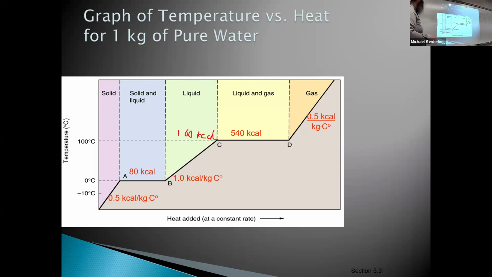Here we have a slope of 0.5 kilocalories per kilogram degree Celsius. The other, it's 1 over that, but that's the specific heat. Here we add 80 kilocalories to go from solid to liquid. Here we have a slope of 1 kilocalorie per kilogram degree Celsius. It requires 100 kilocalories to go from 0 to 100 degrees Celsius. Here from C to D is 540 kilocalories. And then we're back to 0.5 kilocalories per kilogram degree Celsius for the gas.